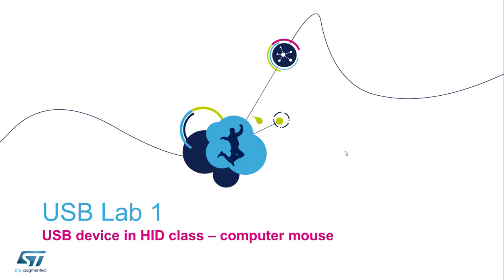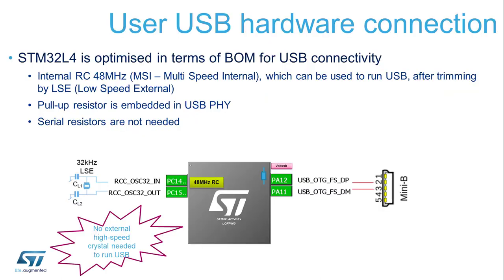The first exercise will make use of the HID USB class, which will allow our discovery board to operate as if it was a computer mouse. The implementation of the USB protocol on the L4 discovery board embeds all peripherals and related components. It uses the 48 MHz MSI clock source embedded in the MCU. As MSI does not fulfill the accuracy needs, to achieve the proper accuracy, we will use the LSE to trim and calibrate the internal MSI clock source. No external connection or pull-up resistors are needed as everything is featured on the board to communicate with the USB.